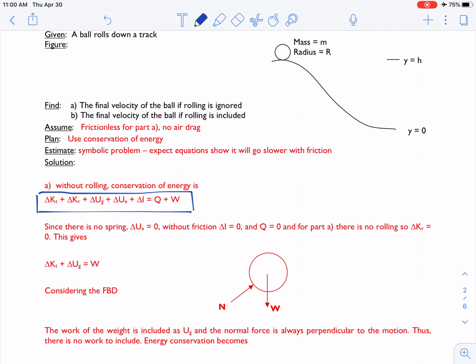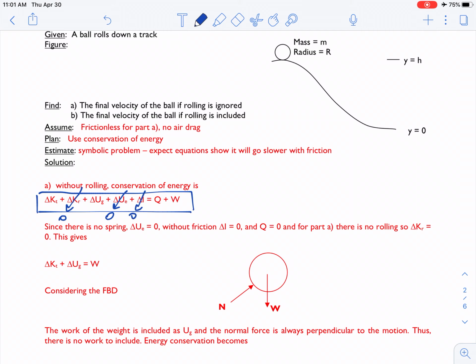Rotational, there is no rotation, right? We are going to ignore the rolling, so that goes away. There is a change in elevation, so we keep delta UG. There is no elastic potential because there's nothing that acts like a spring. And delta I, again, this is a frictionless part, and also there's nothing else to change the temperature or pressure.